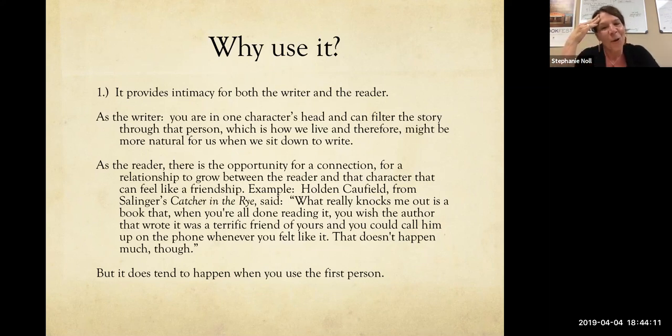And I like this excerpt from The Catcher in the Rye, because I feel like it's this kind of meta excerpt of what I'm talking about. I think it's early in the novel, Holden Caulfield says, "What really knocks me out is a book that, when you're all done reading it, you wish the author that wrote it was a terrific friend of yours and you could call him up on the phone whenever you feel like it." That doesn't happen much though. But I would say that it happens when you use the first person more than not, right? Because as the reader, you're sort of seeing that character as being some kind of embodiment or a dimension of the writer, right? And that closeness can feel really, really good.